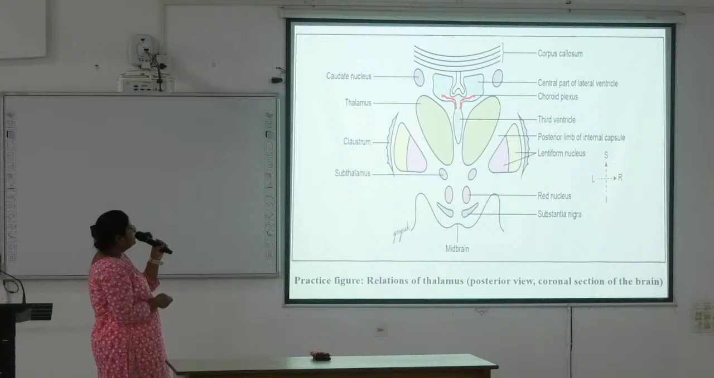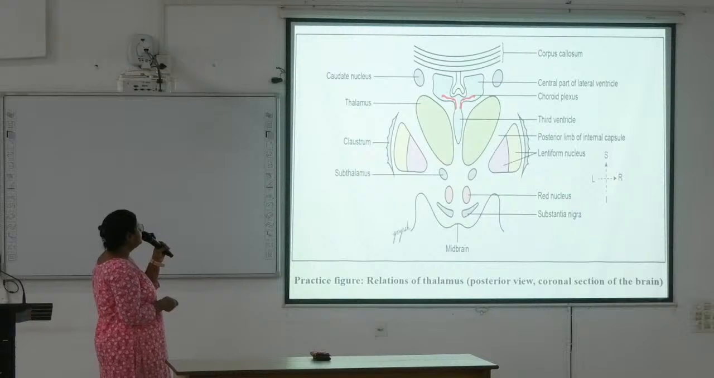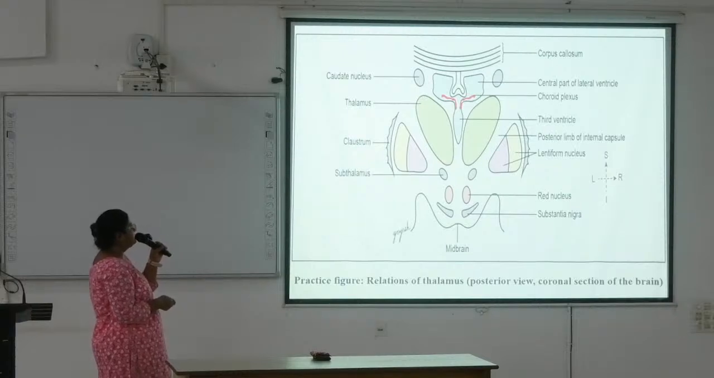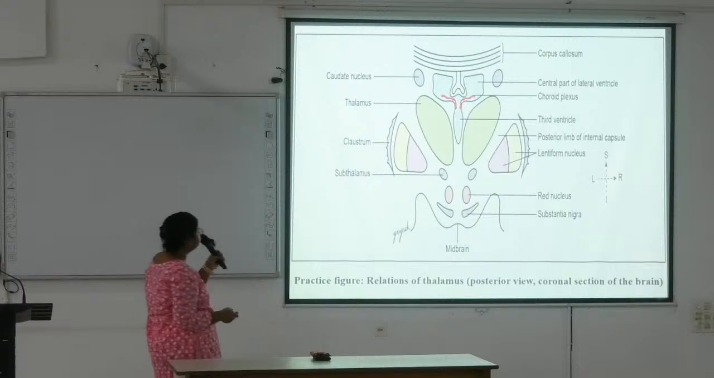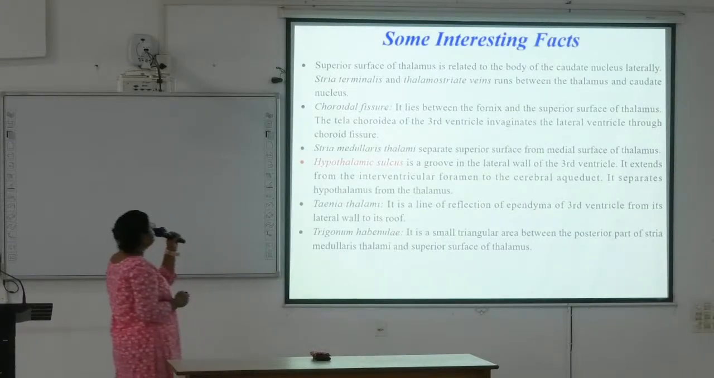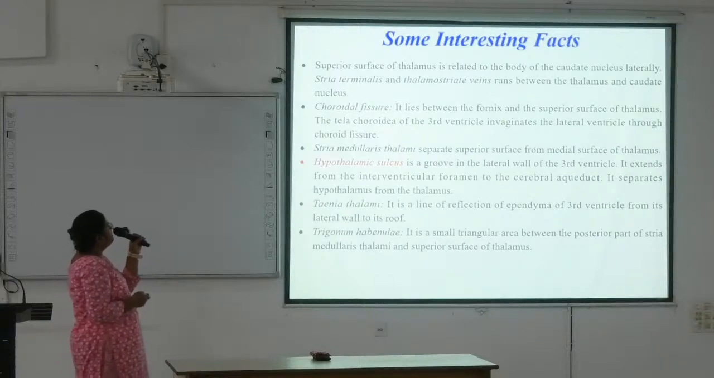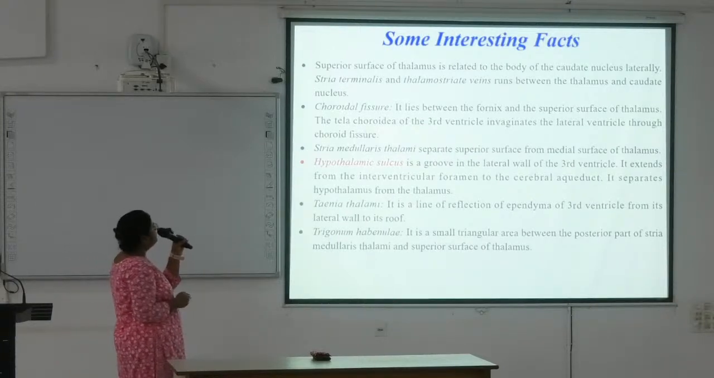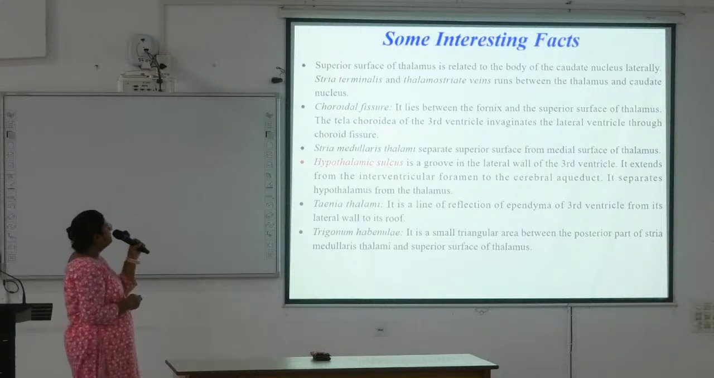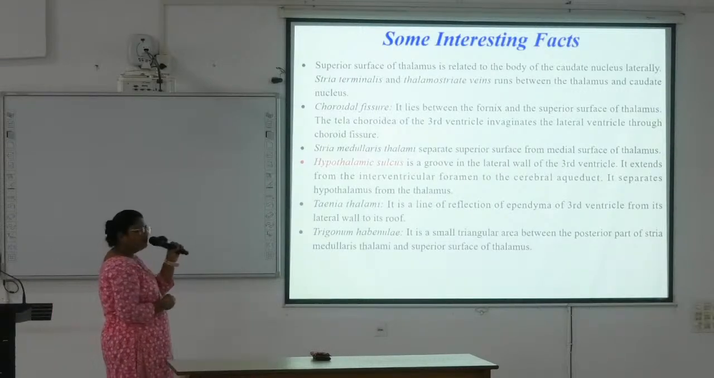Okay, and at the lower end, so here is the upper end. Near the upper end lies this caudate nucleus, and near the lower end, here lies the subthalamus. Okay, understood? Next. So the superior surface of the thalamus is related to the body of the caudate nucleus laterally. Stria terminalis and thalamostriate veins run between the thalamus and caudate nucleus.